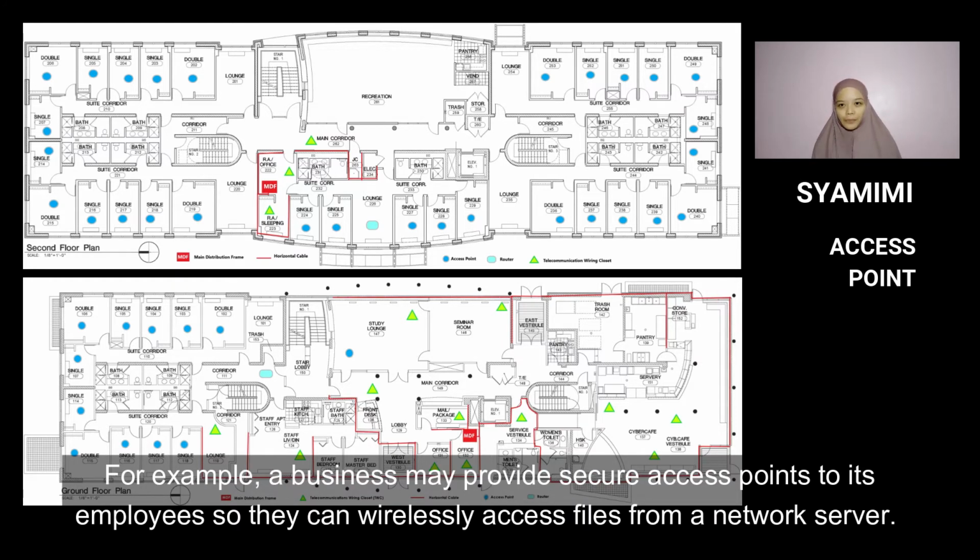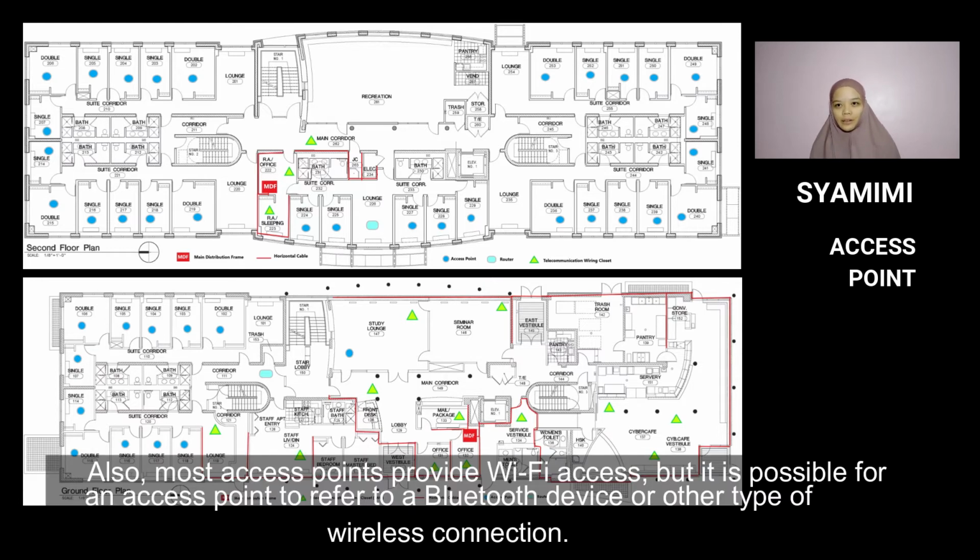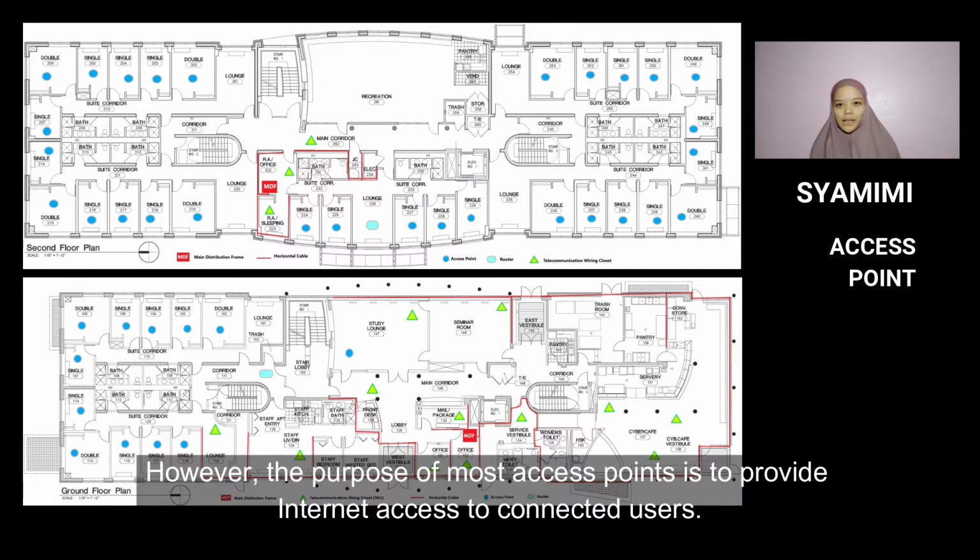For example, a business may provide secure access points to its employees so they can wirelessly access files from a network server. Also, most access points provide Wi-Fi access, but it is possible for an access point to refer to a Bluetooth device or other type of wireless connection. However, the purpose of most access points is to provide internet access to connected users.